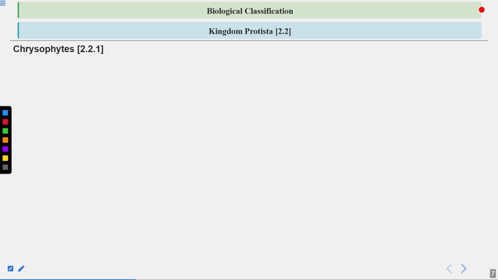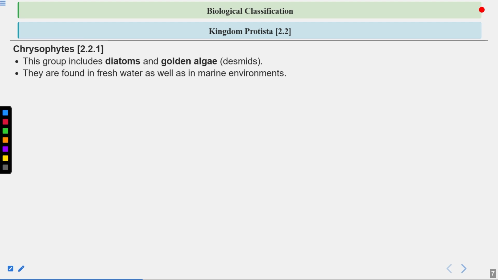Now let's talk about the chrysophytes. This group includes diatoms and golden algae, also known as desmids. They are found in freshwater as well as in marine environments. So we have studied that protists are primarily aquatic, and chrysophytes can be found in freshwater as well as marine environments. So this is the habitat where chrysophytes can be found.